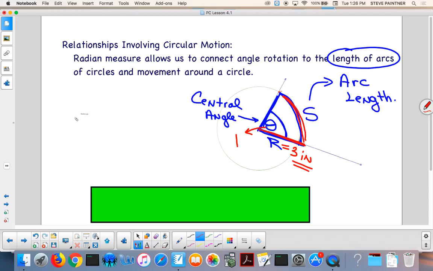I'm just trying to get across to everybody what 1 radian is. 1 radian is 1 radius wrapped around the circle. Since this is 3, this is 3, right? But what if I change it on you? What if I say 2? Okay, look, if that's 1 radian, that would probably be 2 radians, correct?